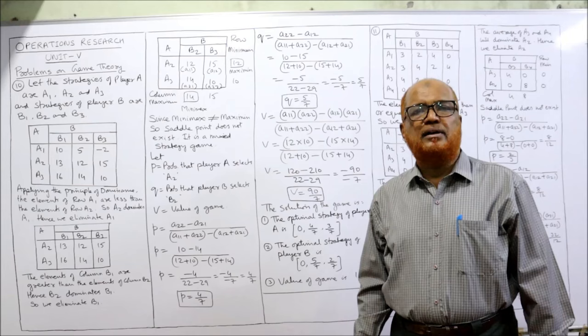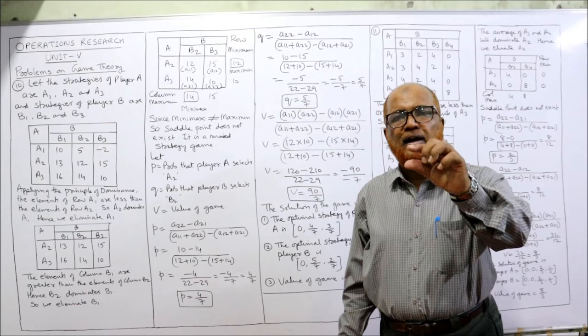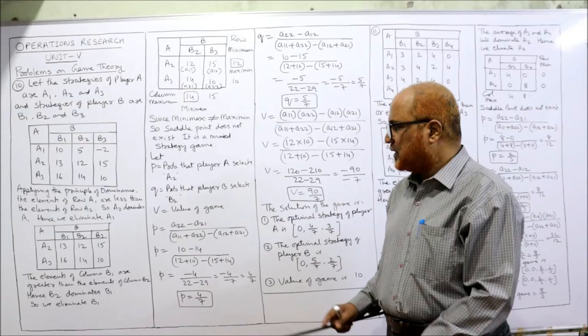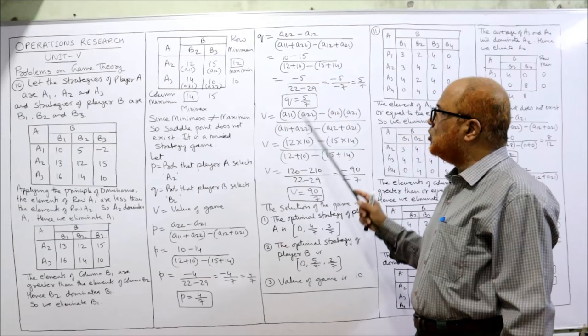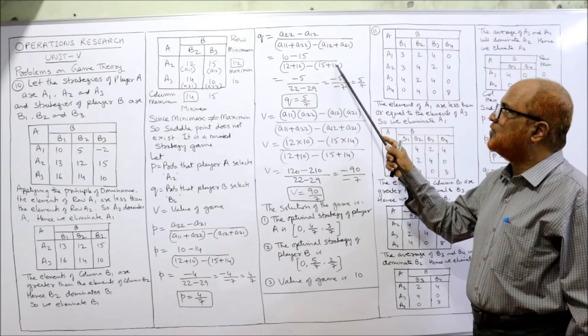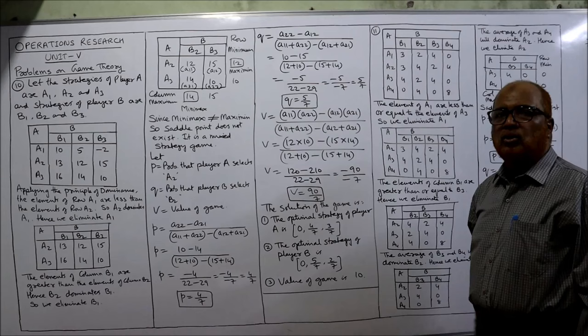Right? Similarly, we calculate Q. Q, the formula, numerator will change, but denominator will remain same. A22 minus A12. So 10 minus 15, that is the numerator. Denominator will remain same. A11 plus A22 minus A12 plus A21. Exactly same. 12 plus 10, 22. 15 plus 14, 29. So minus 5 divided by minus 7, 5 by 7. So we got the Q value, 5 by 7.